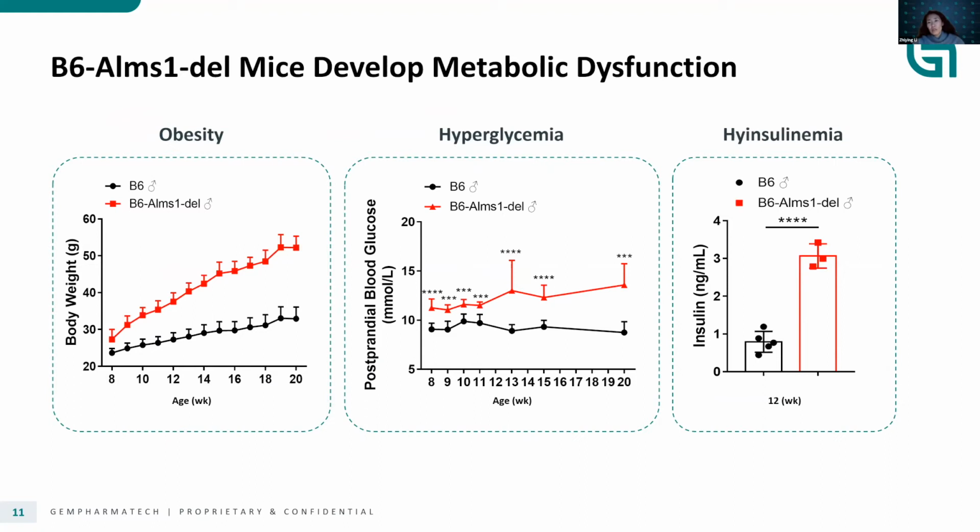So here is a summary. In the next few slides, I'm going to summarize the metabolic dysfunction that we have seen in this mouse when they are fed with control normal chow diet. As we can see, the black are the B6 animals. The red is the mutant animal with the 11 base pair deletion in exon 8. They have accelerated body weight increase, which represents obesity. They have higher blood glucose as well as higher insulin.